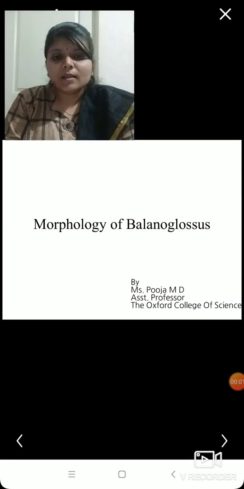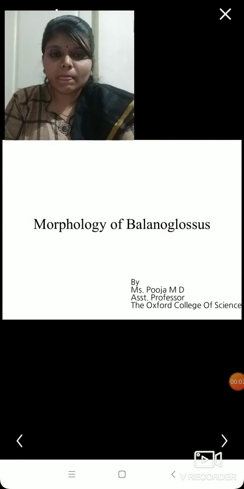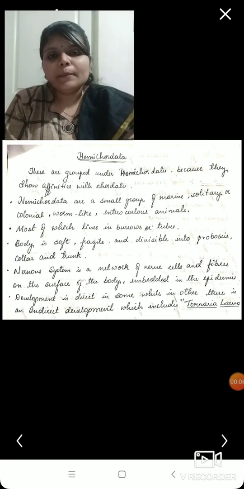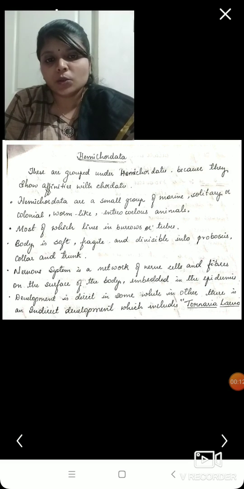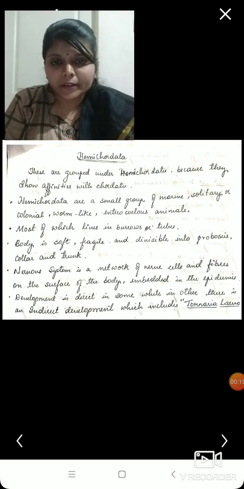Today's topic is morphology of Balanoglossus. So basically, the Balanoglossus belongs to the hemichordata. They are grouped under hemichordata because they show affinities towards the chordates.